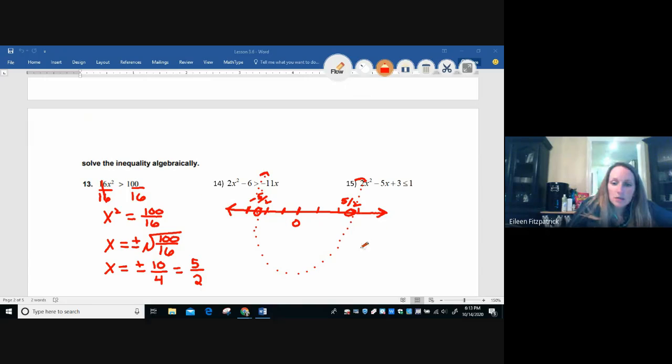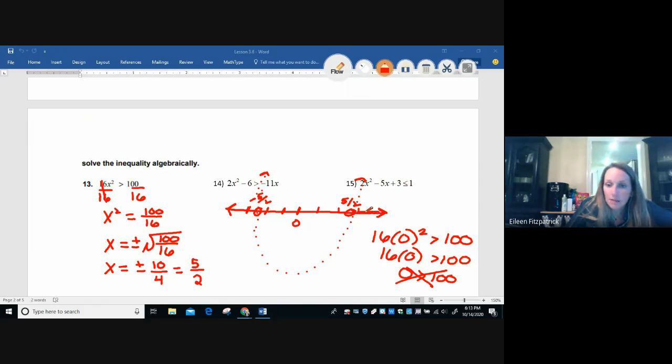So if you plug 0 into the original, 16 times 0 squared is greater than 100. That's 16 times 0 is greater than 100. That's 0 is greater than 100. That does not work. Since 0 does not work, that means I'm going to shade out here. So an open circle on 5 halves, shade to the right. Open circle on -5 halves, shade to the left.